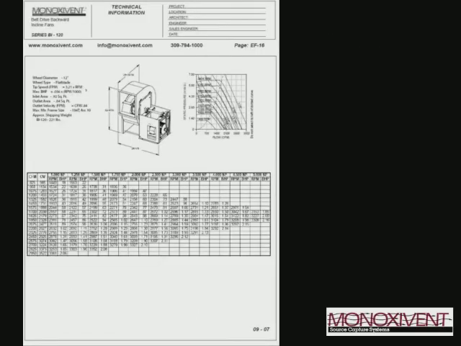Now this particular curve shows the 1700 to 2000 CFM range is the sweet spot. So if you're looking at it and designing a system, you want to stay in that sweet spot. If you get into the area where the boxes don't have numbers in them, that's the unstable part of the curve. You want to stay out of that area when you're designing a system.